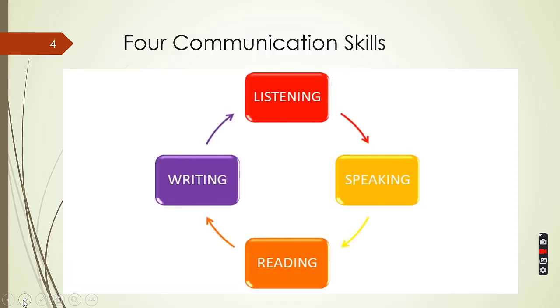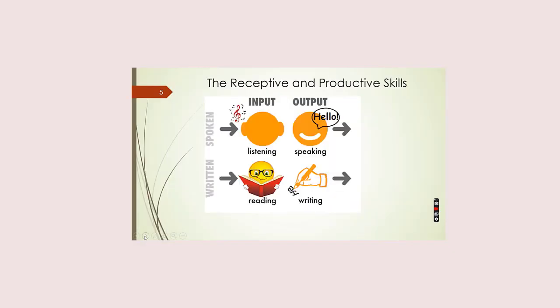There are 4 basic communication skills: listening, speaking, reading, and writing. All these are interrelated and are necessary for effective communication. In Enlighten Up, we will be practicing all of these together. Listening and reading involve receiving information, so these are receptive skills, while speaking and writing are productive skills because they involve producing words, phrases, and sentences.